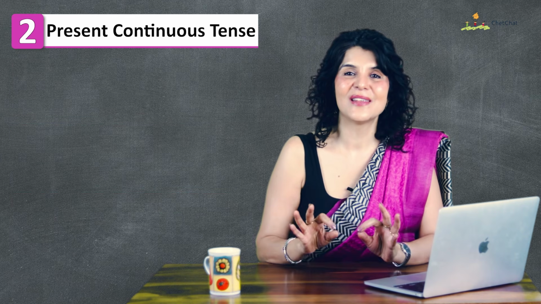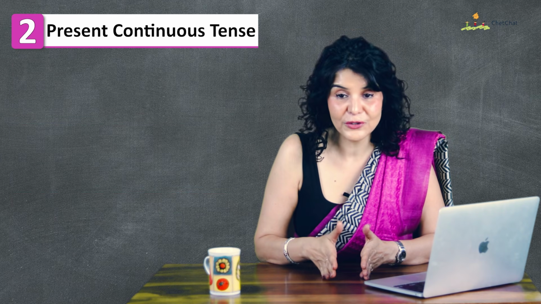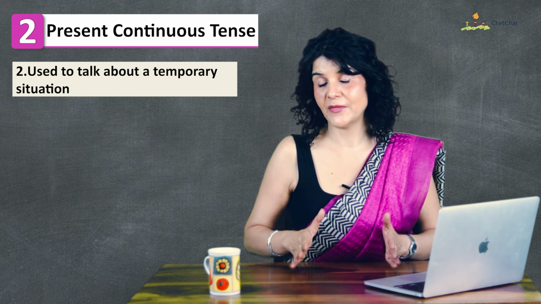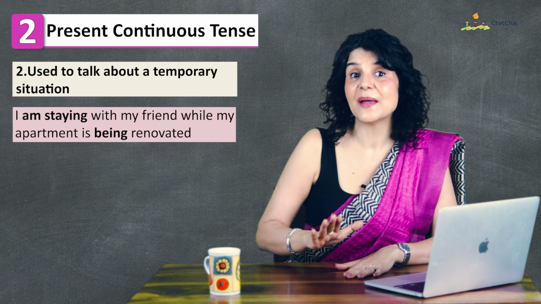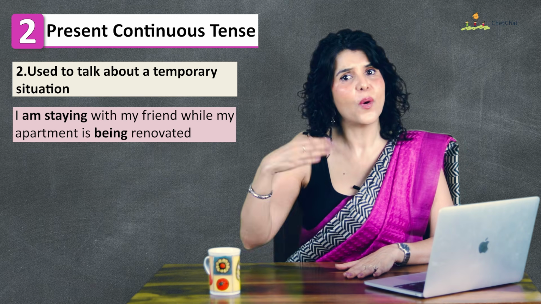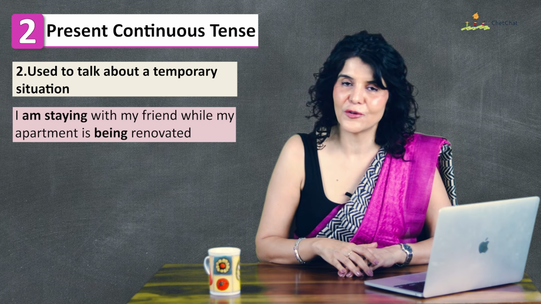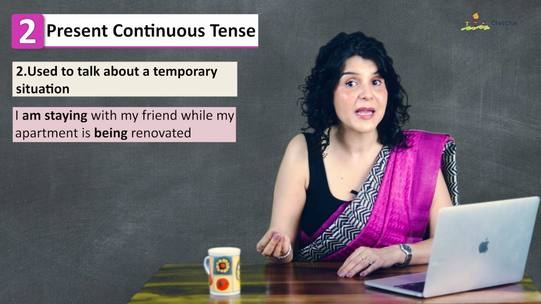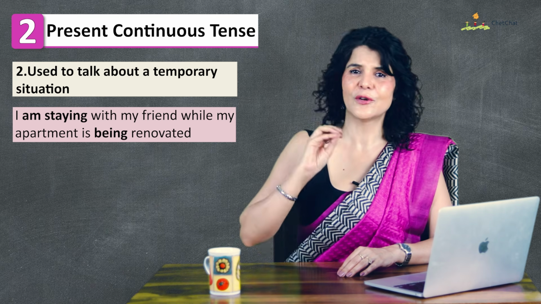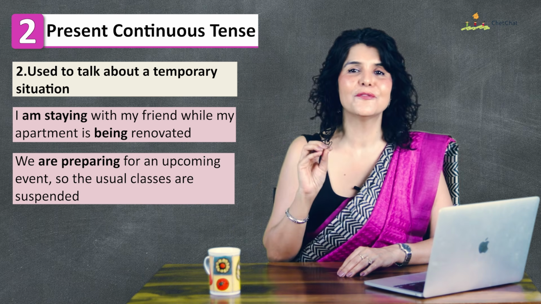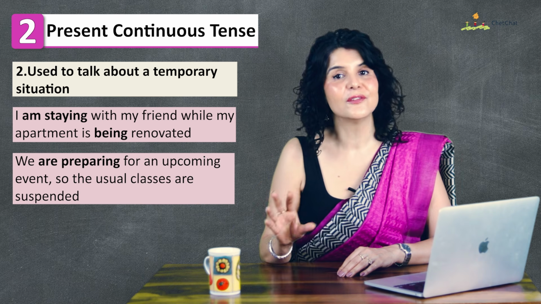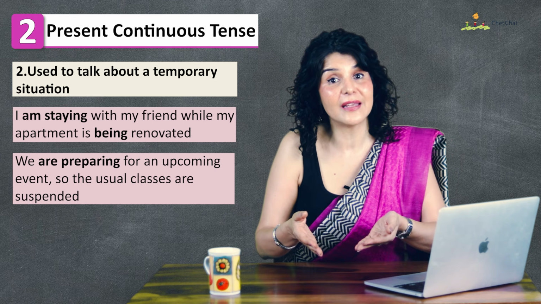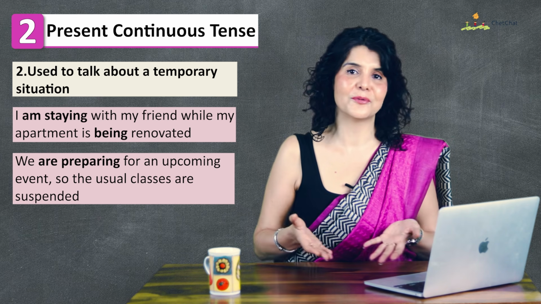Use number 2, present continuous tense is also used to talk about a temporary situation. Now, pay attention to this. I am staying with my friend while my apartment is being renovated. It's a temporary situation. I will go back once my apartment is ready. We are preparing for an upcoming event, so the usual classes are suspended. We are preparing for a few days, and then the usual classes are going to resume.